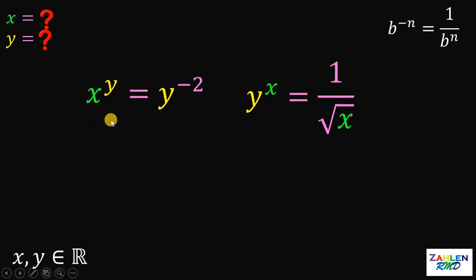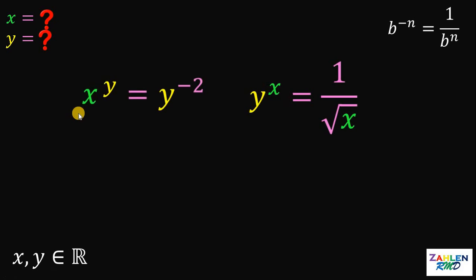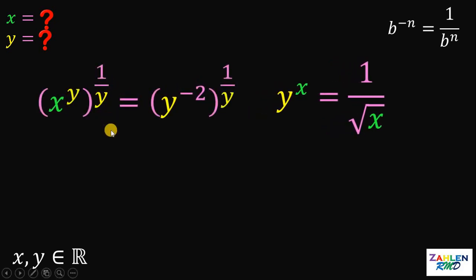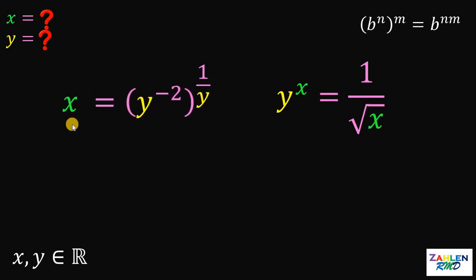What we're going to do is raise both sides by 1 over y. At this point, let's recall some laws of exponent. If we have b raised to n raised to the power of m, it is equivalent to b raised to n times m, so we need to multiply the exponents. Thus, on the left-hand side, x raised to y raised to 1 over y: this is just y times 1 over y, or just 1. So this is just x.